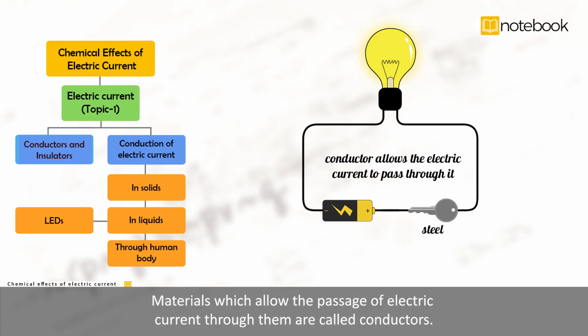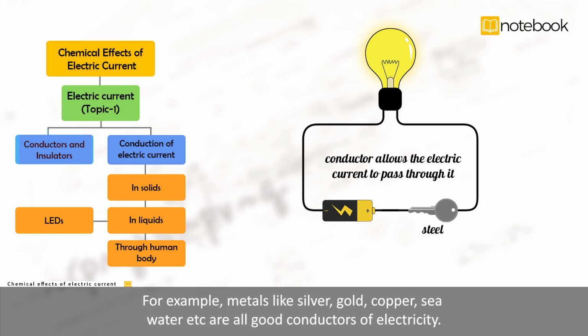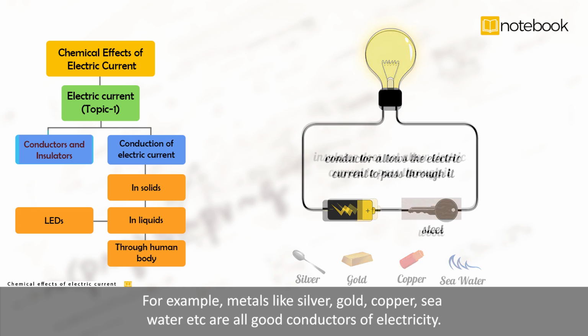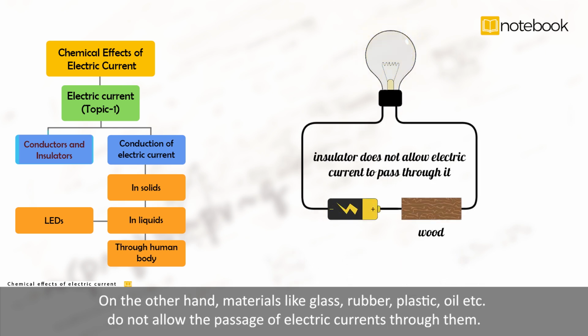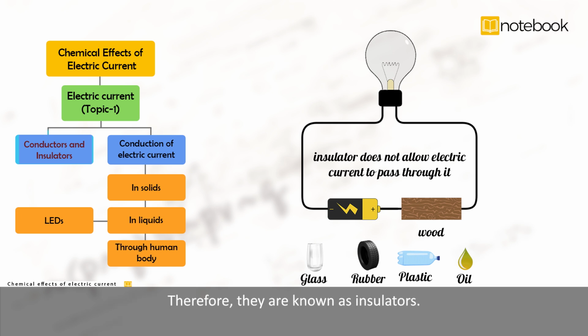Materials which allow the passage of electric current through them are called conductors. For example, metals like silver, gold, copper, seawater, etc. are all good conductors of electricity. On the other hand, materials like glass, rubber, plastic, oil, etc. do not allow the passage of electric current through them. Therefore, these are known as insulators.